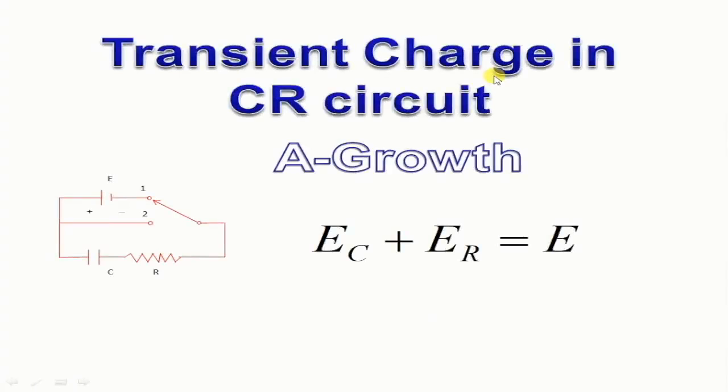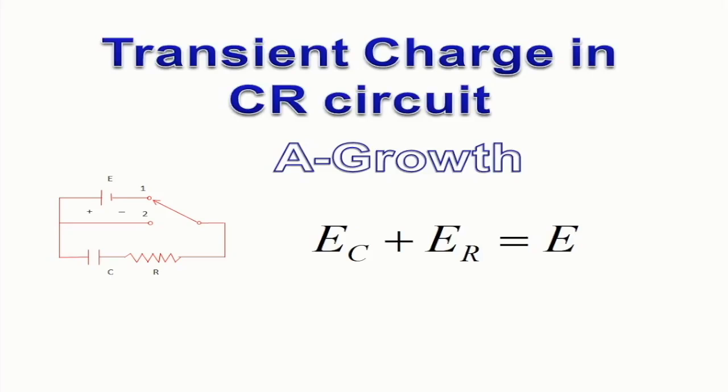circuit. In the CR circuit, we shall be talking about the transient charge, and to obtain the transient current, we shall differentiate that instantaneous charge to obtain the instantaneous current. The circuit is simple: we have a capacitor and a resistor connected in series, and when the two-way switch is at position number 1, the battery is connected so that the capacitor is charged.